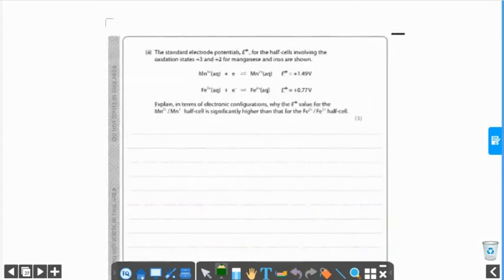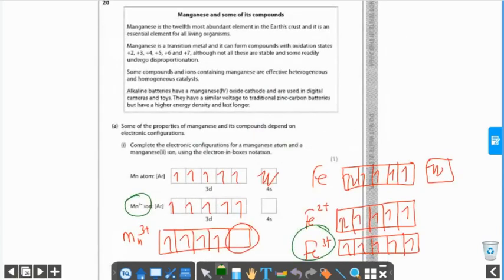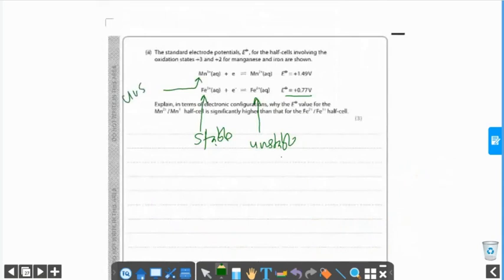Fe3+ to 2+ is less positive because you are going from 3+, which is stable, to 2+, which is unstable. So stable to unstable, the other way around is better, right? Unstable to stable. But here, manganese 3+. What is 3+? Unstable. And manganese 2+ is stable.